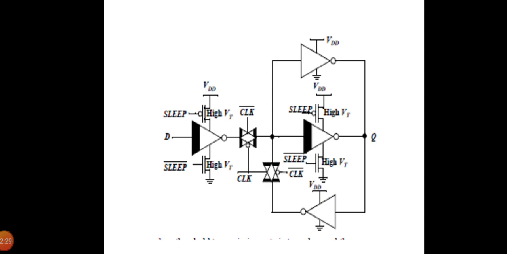It is assumed that the clock is held high when the latch is in the sleep mode. The feedback low threshold transmission gate is turned on, and the cross-coupled high threshold devices maintain the state of the latch.